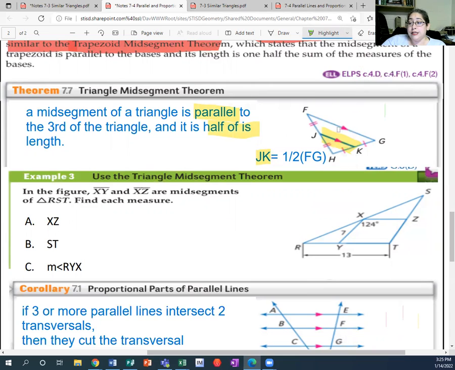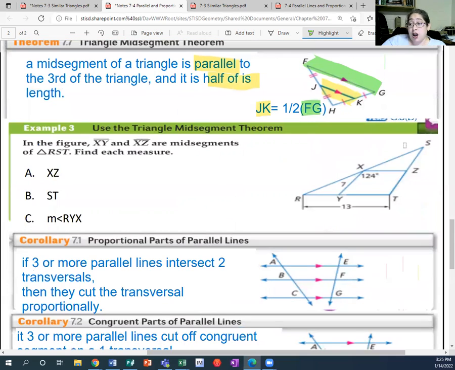Then not only is it parallel, notice the little parallel arrows, but it's also half the length of this third side that it's parallel to. That's our formula. And so the only way that this is hard is because you have figures that look like this.